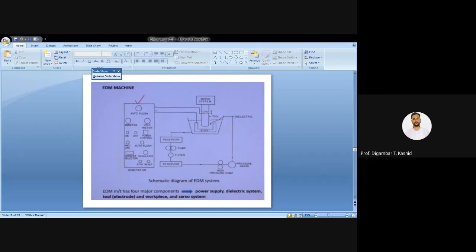Here I have mentioned at the bottom of the slide: the power supply is the first major component, the second is the dielectric system, then the electrode, that is your tool and workpiece, and the last is the servo system.